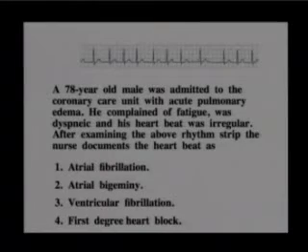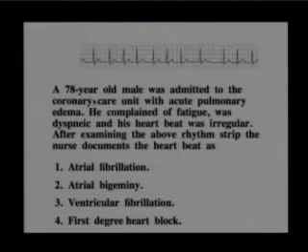Let's do another question. A 78-year-old male was admitted to the coronary care unit with acute pulmonary edema. He complained of fatigue, was dyspneic, and his heartbeat was irregular. After examining the above rhythm strip, the nurse documents the heartbeat as atrial fibrillation, atrial bigeminy, ventricular fibrillation, or first-degree heart block. Well, if we take a look at this, what do we see up here?